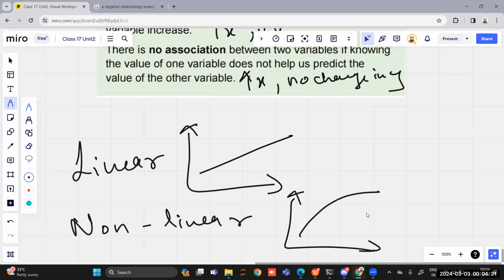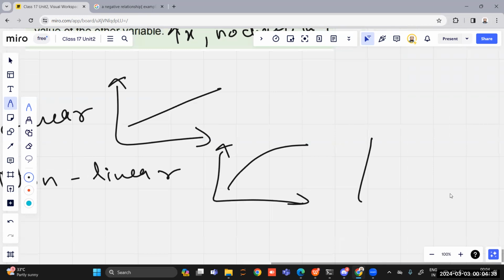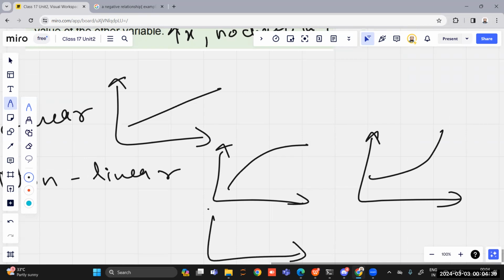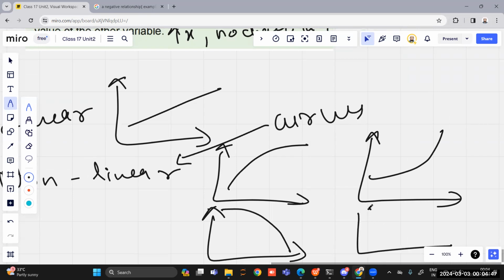And how is it decreasing? This can be an increasing curve, like this, but there is a decreasing curve also. When curves are there, then it is called non-linear. This can be a negative one. So depending on the curves, it is linear or non-linear.